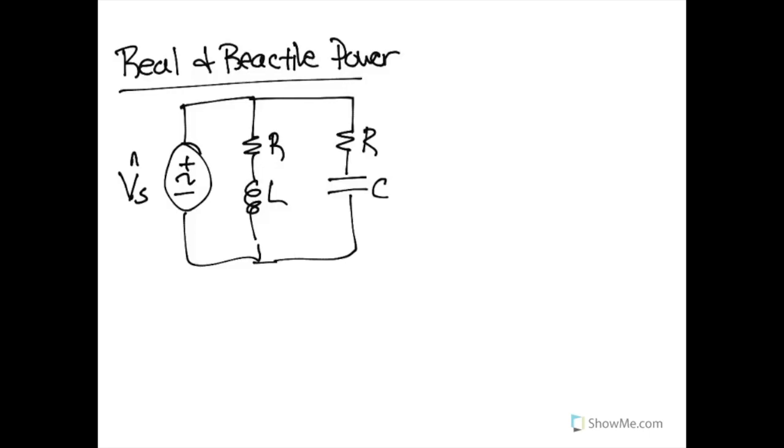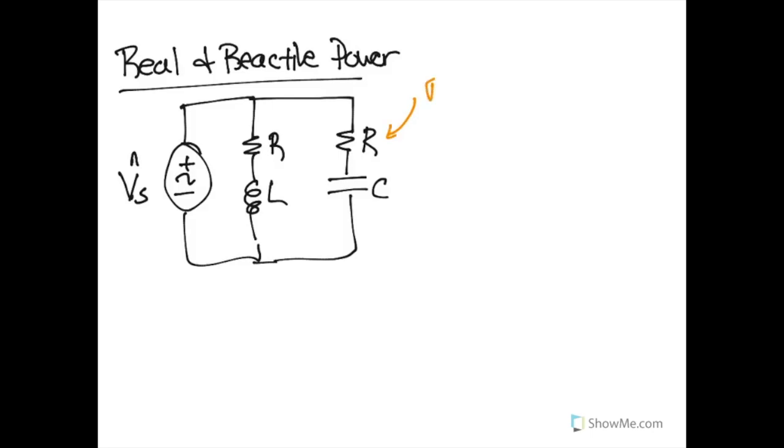In the previous video, we saw how having inductive or capacitive elements in our AC circuit caused our current and voltage waves to get out of phase. And to help us discuss this in a little bit more detail, we're going to distinguish between two types of power within our AC circuits.